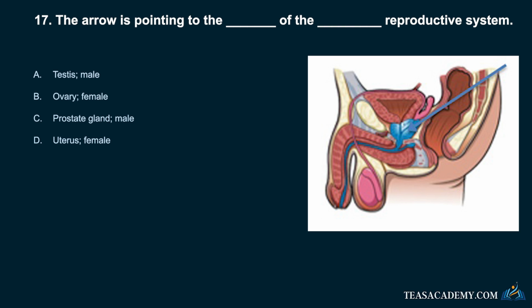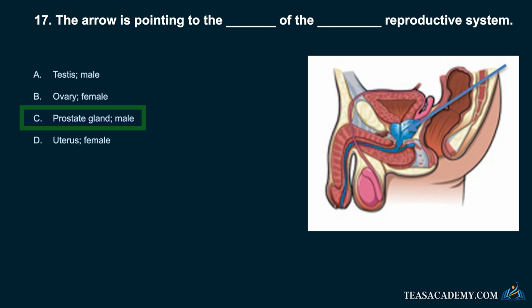17. The arrow is pointing to the blank of the blank reproductive system. A. Testis, male, B. Ovary, female, C. Prostate gland, male, D. Uterus, female.